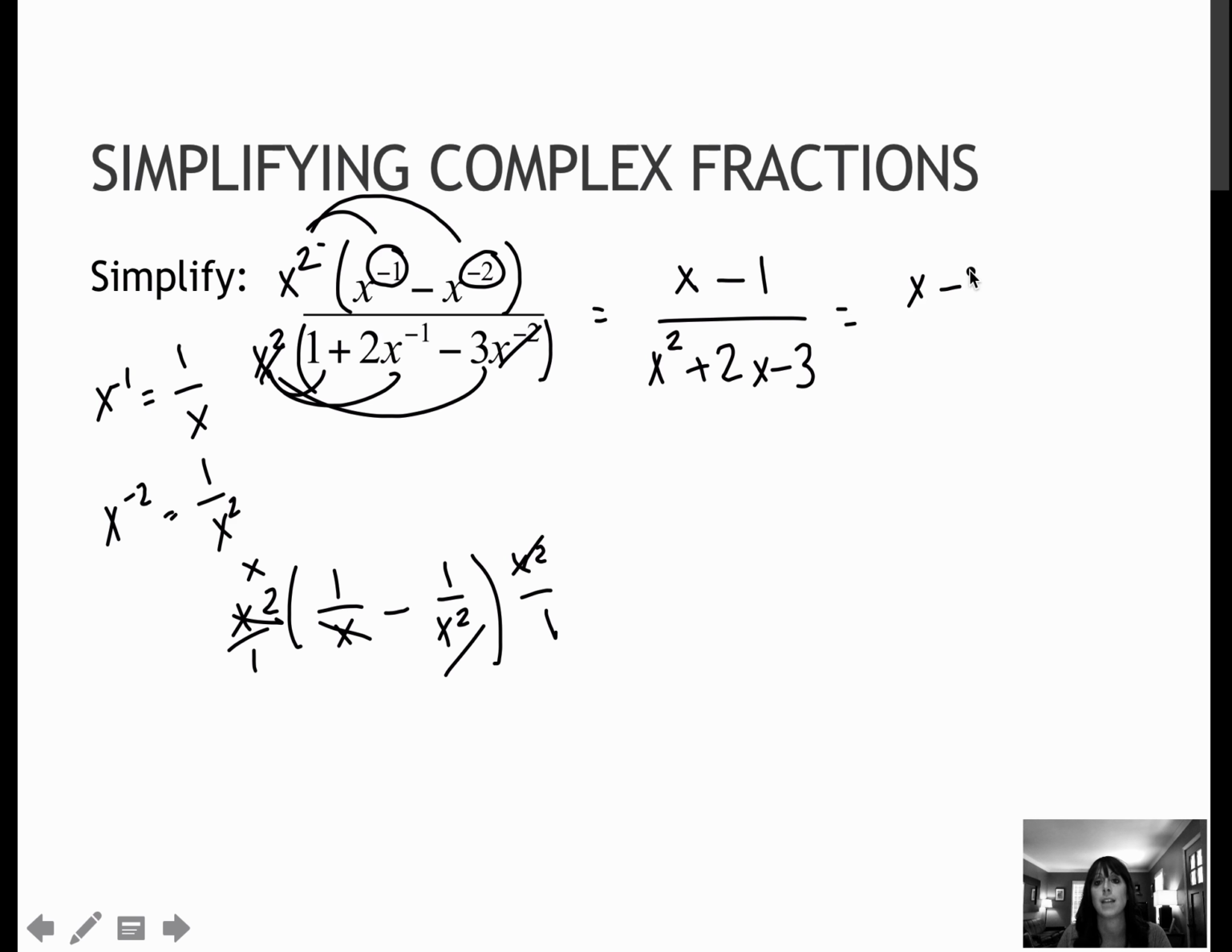So the top is x minus 1. X squared plus 2x minus 3 gives me x plus 3, x minus 1. And my x minus 1's cancel to give me 1 over x plus 3.